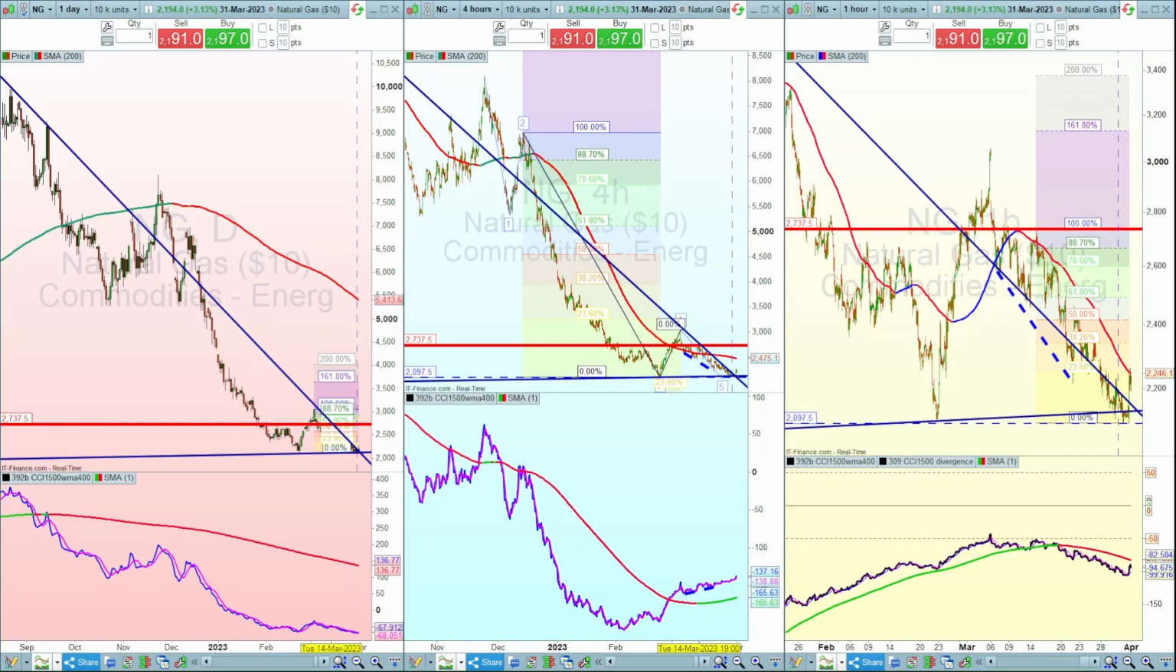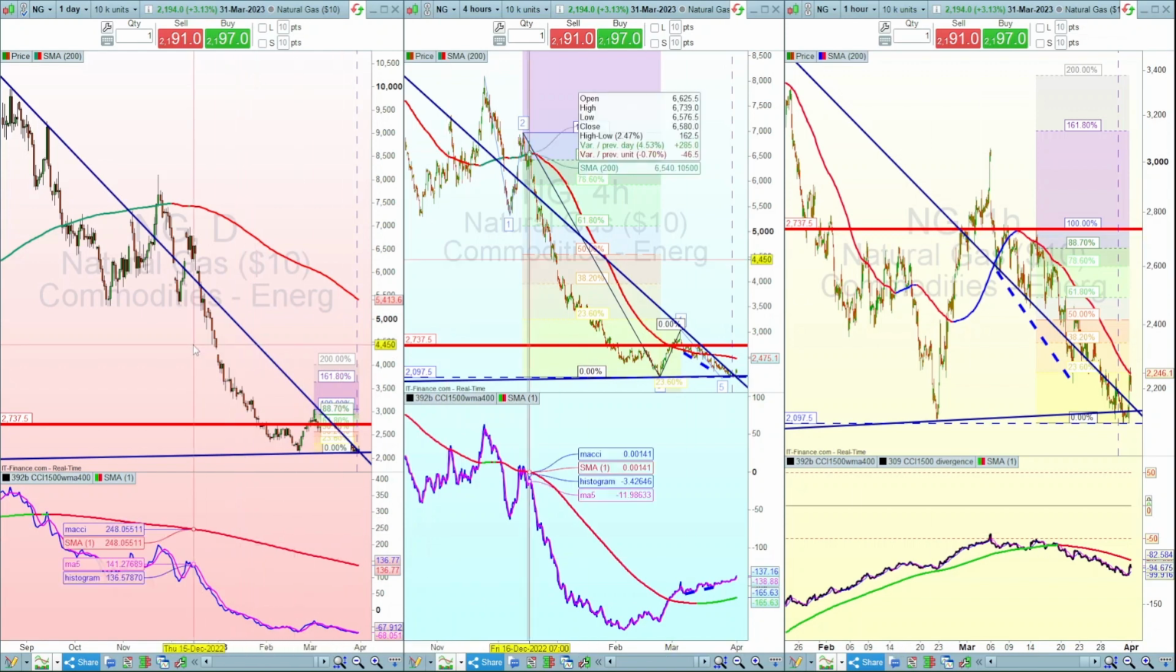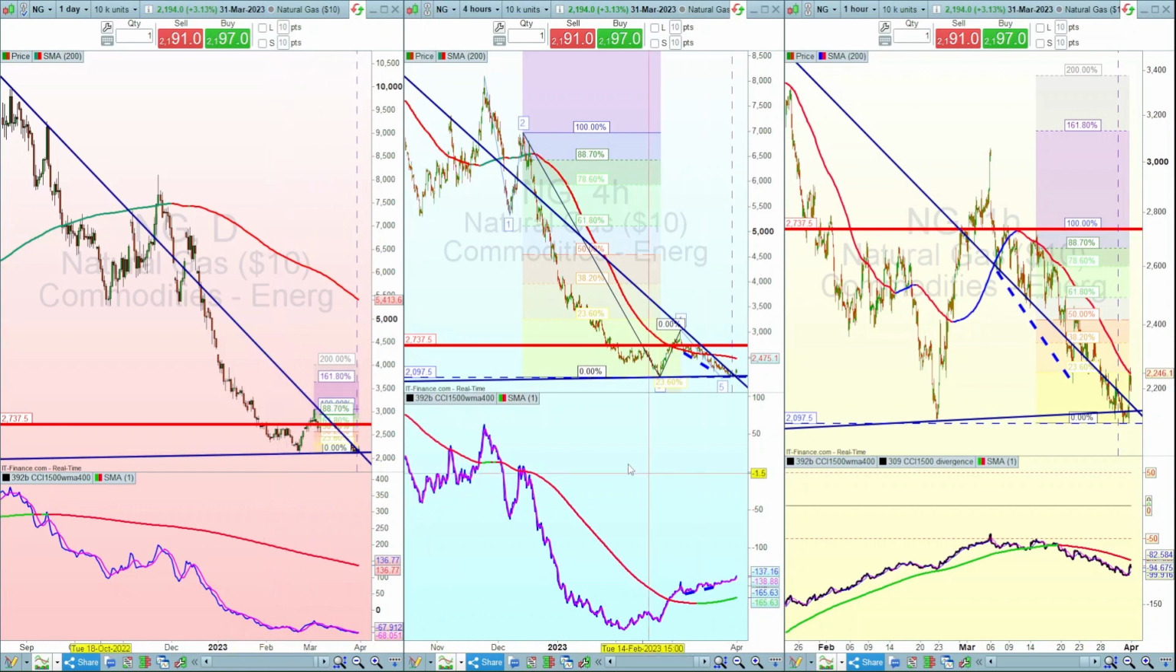This is April 1, 2023. This is not an April Fool's joke, but this is the nat gas price update. So we're looking here at the daily, the 4 hourly and the hourly.